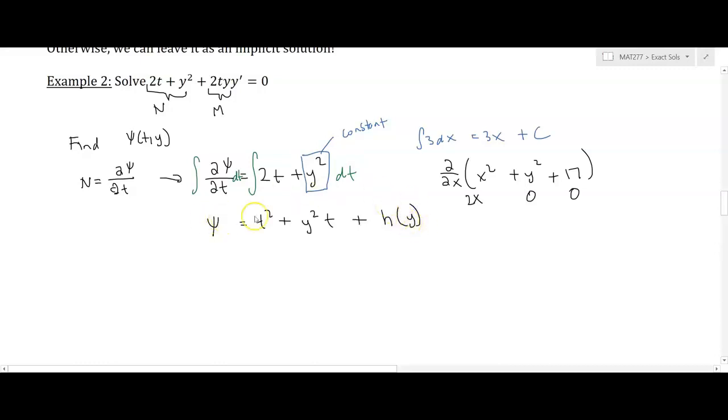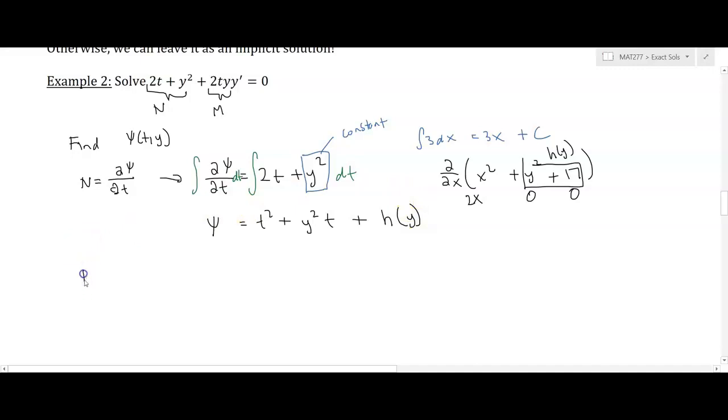And I can check my work. If I take the derivative of t squared, I get 2t, if I'm taking the derivative with respect to t. If I take the derivative of y squared t with respect to t, I get y squared. And if I take the derivative of some function, like here, this could be considered h of y, the derivative of that whole thing is 0, and therefore our psi function matches up. Now, we don't know what this h of y can be.